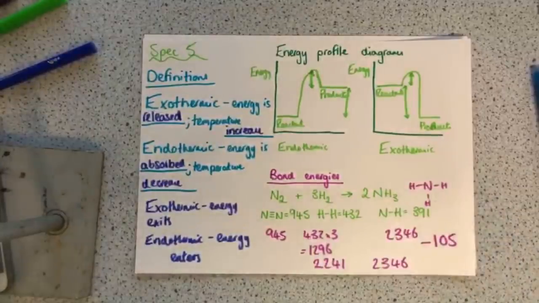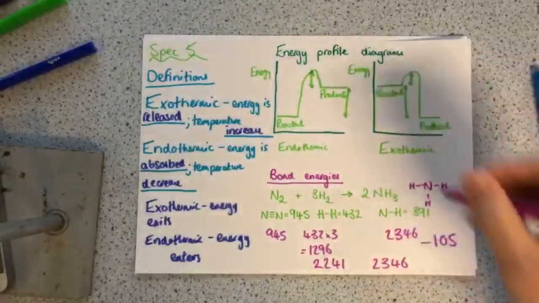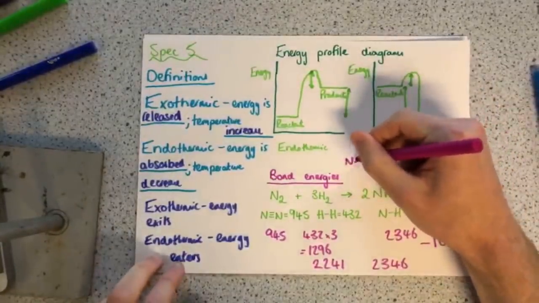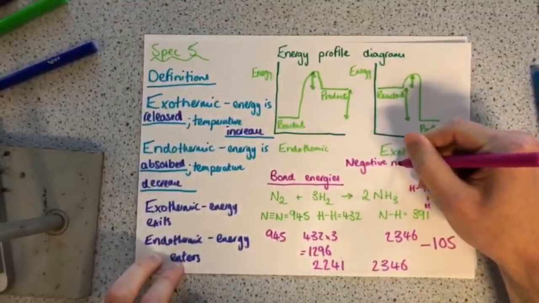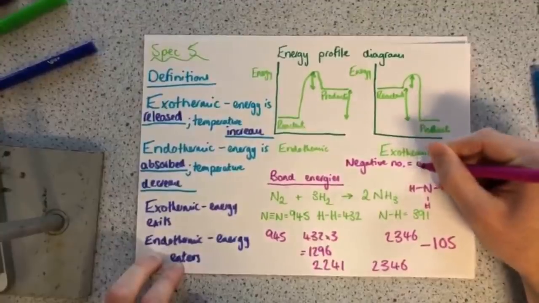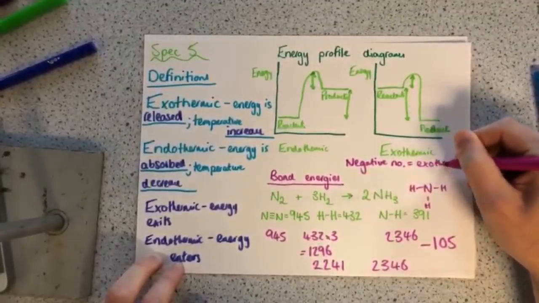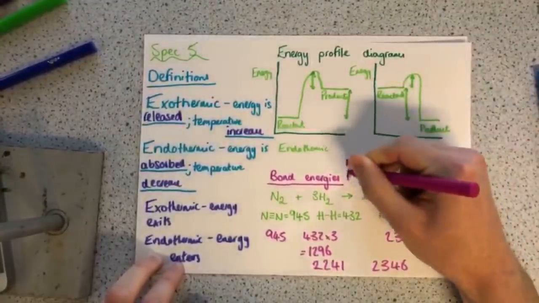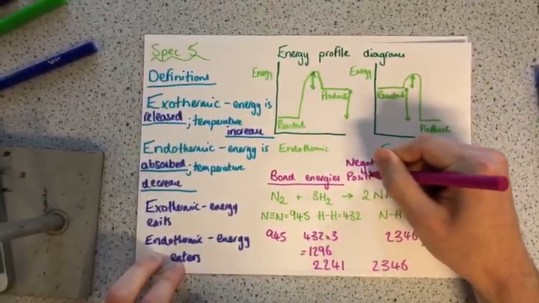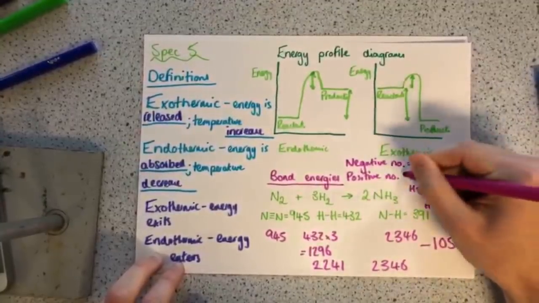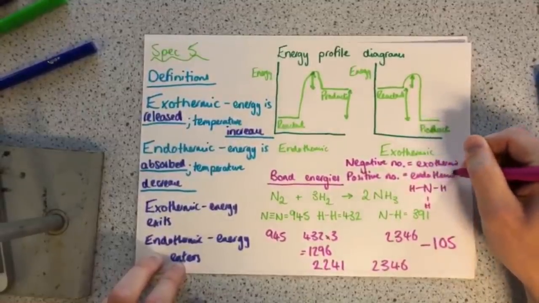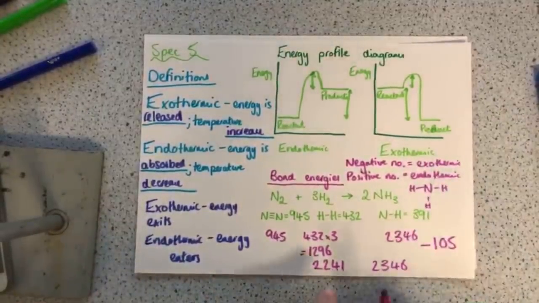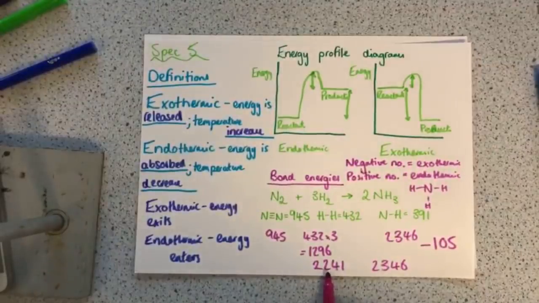There is a final step, and I'm just going to jot it in up here. If it's a negative number, that's exothermic. And if it's a positive number, it is endothermic. And again, the way you work that out is you do your left side minus the right-hand side.